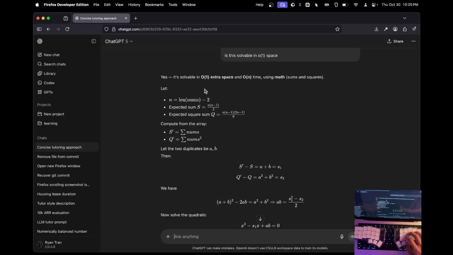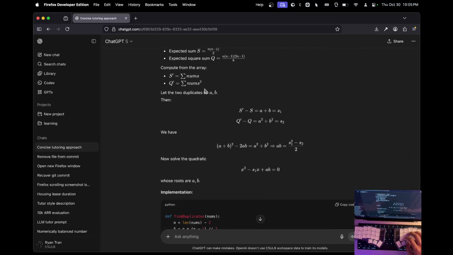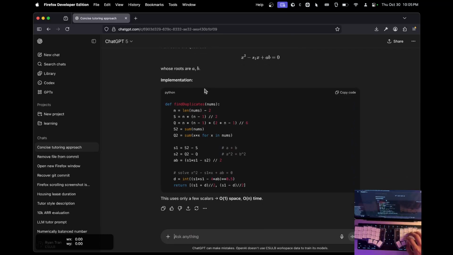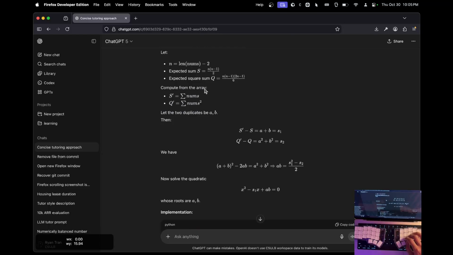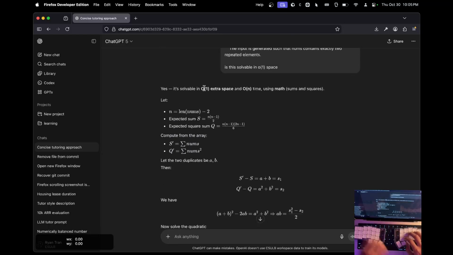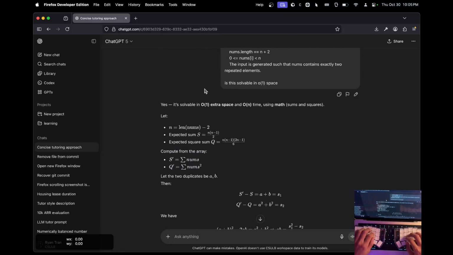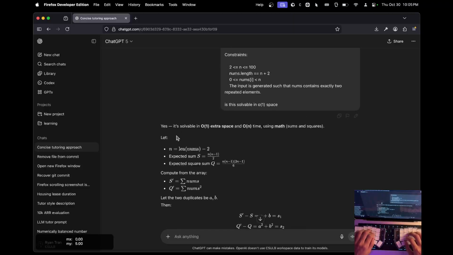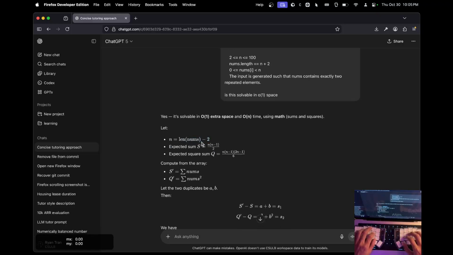Interesting. What the heck? Okay, if this was a follow-up in an interview, I'd be totally screwed. And it makes sense. The expected sum also makes sense.